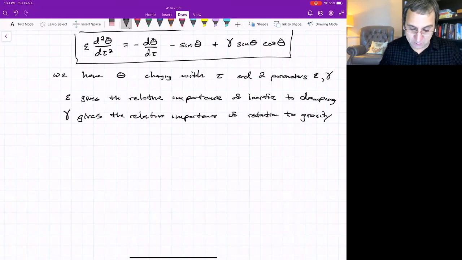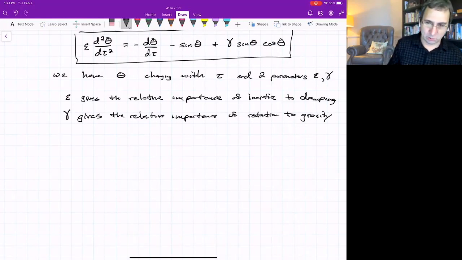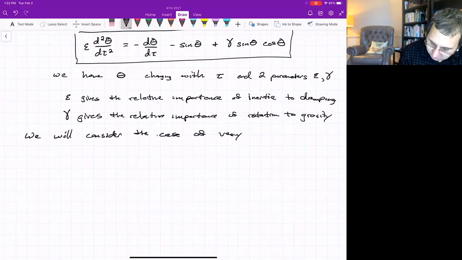Because we have these parameters, we can actually look at limits. So if we look at the limit of very high damping to inertia, that means we can basically ignore inertia, or very high rotation to gravity, we could ignore gravity, or very high gravity to rotation. So there's all kinds of different limits that we could look at. We'll look at the overdamped case, or the case of very high damping compared to inertia.